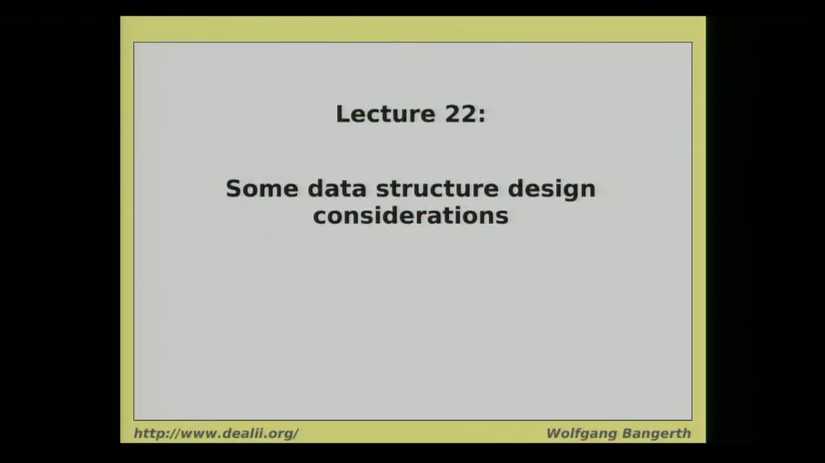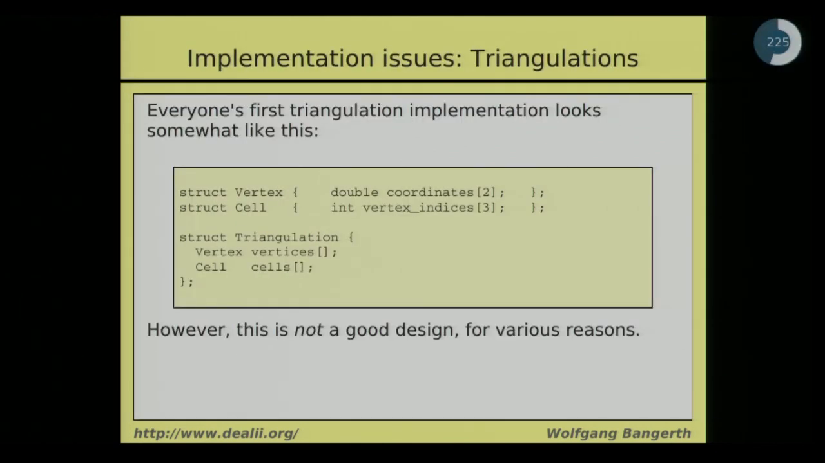So this is lecture 22, and what I would like to do, as I say, is talk about some design considerations for data structures. And I would like to start essentially in the same order in which we have walked through the building blocks of a finite element code. So the first one that I would like to look at is how we represent triangulations in today's codes.